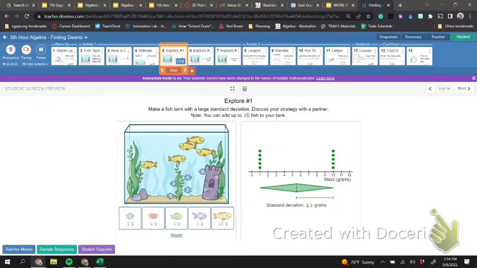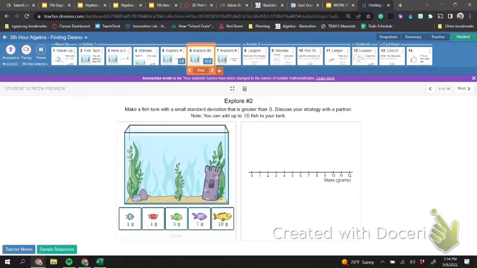You need to get the lowest you can. You need to get the lowest standard deviation possible, but it can't be 0. So let me show you how you'd get 0.